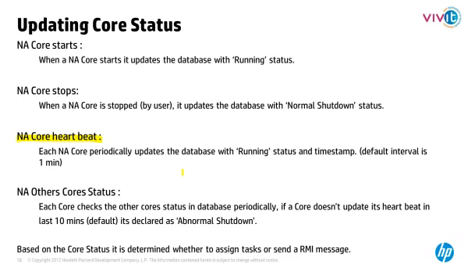That means each core periodically updates the database with running status and a timestamp. The default interval is 1 minute, and that's the optimal one, but if for any reason you want to increase or decrease it, you can always do that by referring to the guide. But I sincerely recommend 1 minute because that seems to be the optimal one. This is a very lightweight heartbeat. Every core updates the database saying that I'm alive at this time, and it keeps doing that every minute.